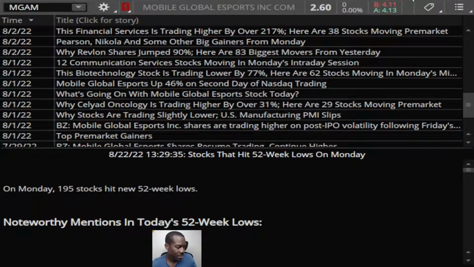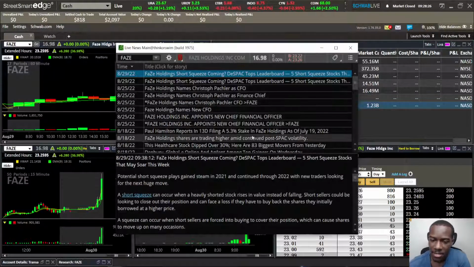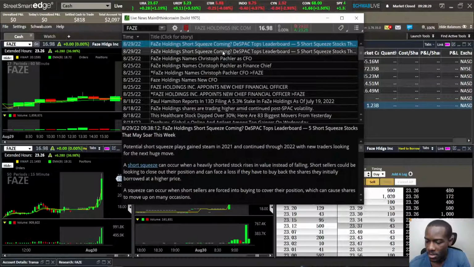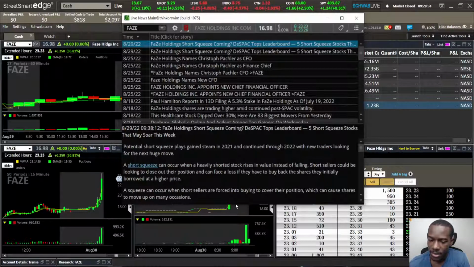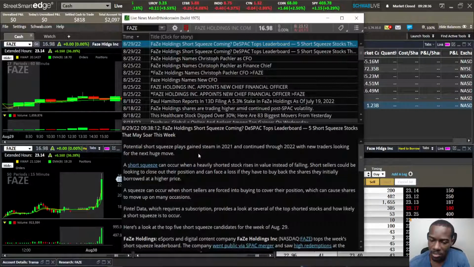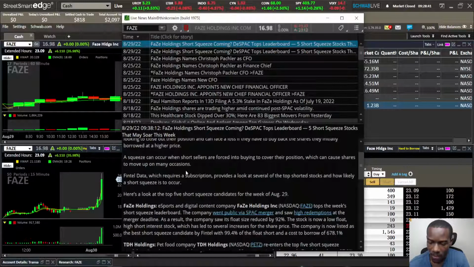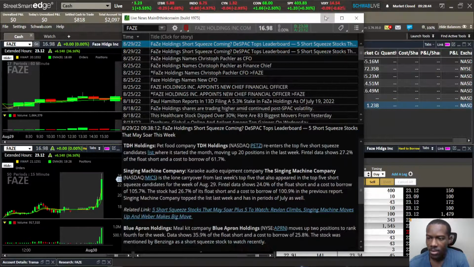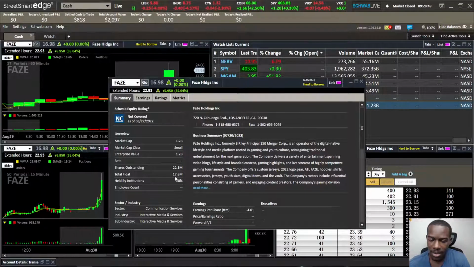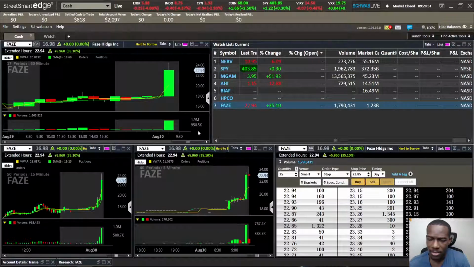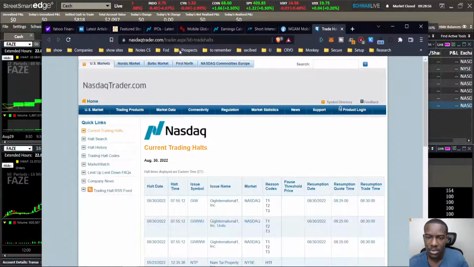Let's look at some of this news out here. So FAZE holding, short squeeze coming. That was on the 20th, yesterday, that the short squeeze was coming, and now it's here. Potential short squeeze plays gained steam in 2021 and continued through 2022. Squeeze can occur. Okay, we'll definitely watch it. It is higher float, or actually, whoa, 17.8 million in the float. That's crazy. Let's look at these statistics real quick before the market opens here.